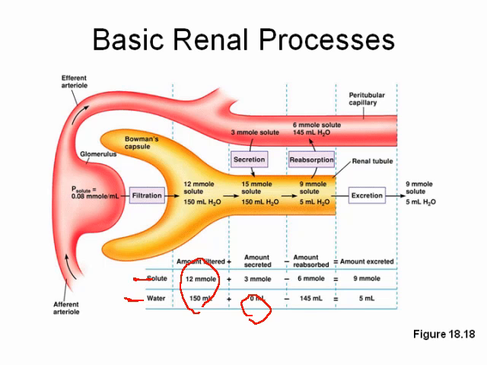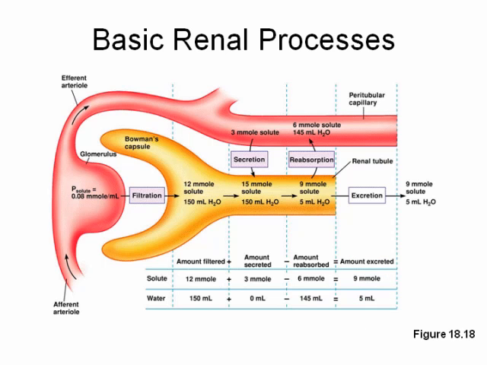Water is not secreted. Water is filtered and then reabsorbed. We have solute that is filtered. We have an additional amount that is secreted, and then some reabsorption. So what we're doing here is looking at how each of these processes, filtration, secretion, and reabsorption, are going on quantitatively, and ultimately how that affects the excretion. So we end up with, in this case, 9 millimoles of solute in 5 milliliters of urine.